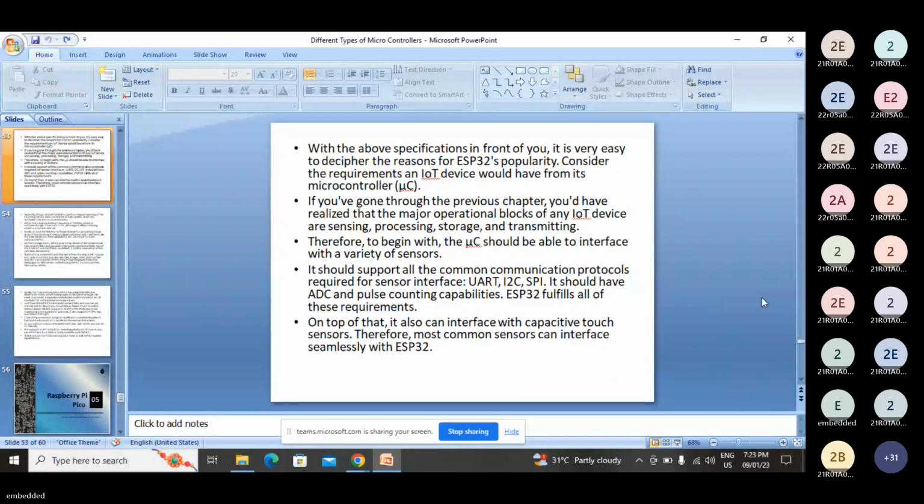ESP32 fulfills all of these requirements. On top of that, it can also interface with capacitive touch sensors. Therefore, most common sensors can interface seamlessly with ESP32.